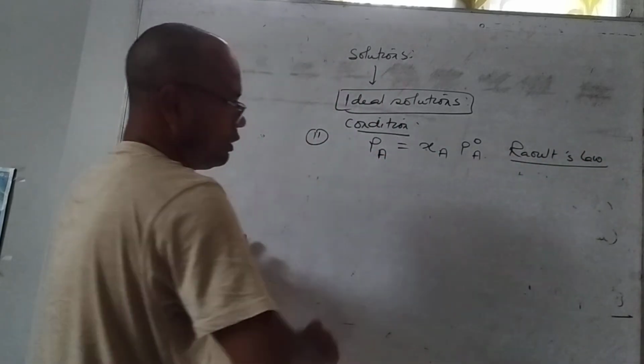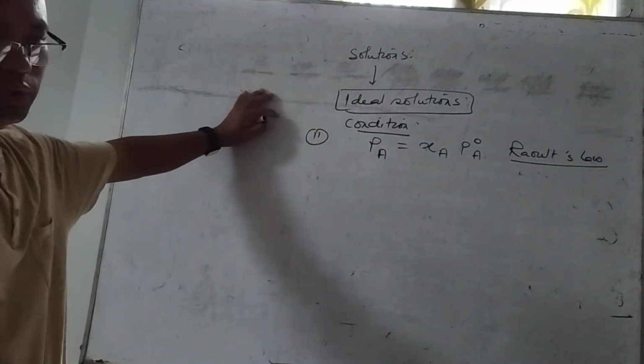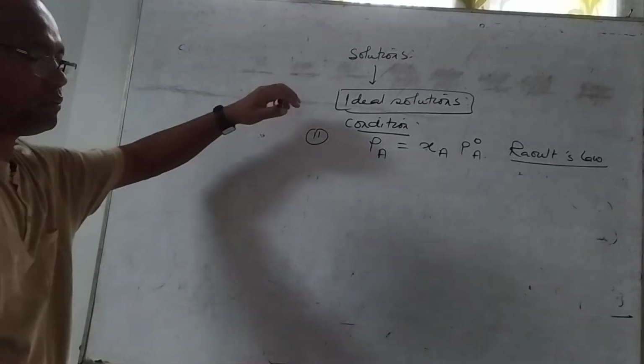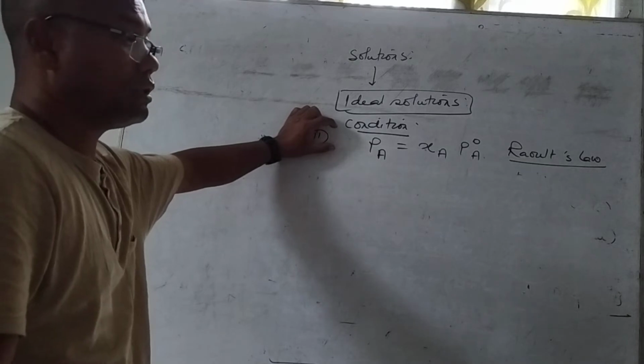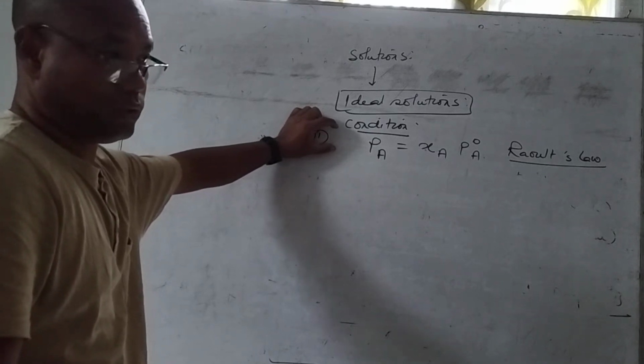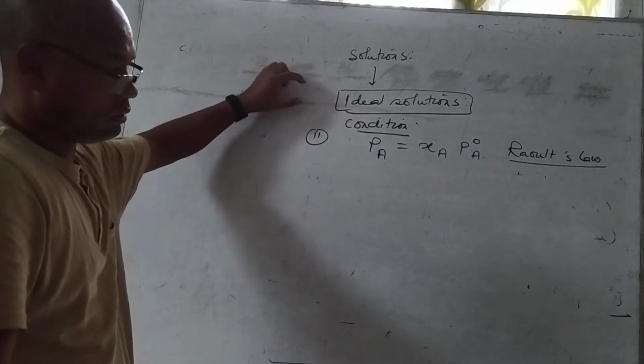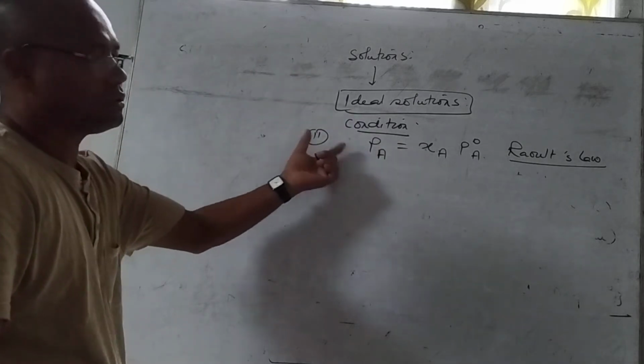Alright, Raoult's law. Now when we have a mixture of the two components, that is what we call a solution. Suppose the solution is an ideal solution. That solution obeys this Raoult's law.